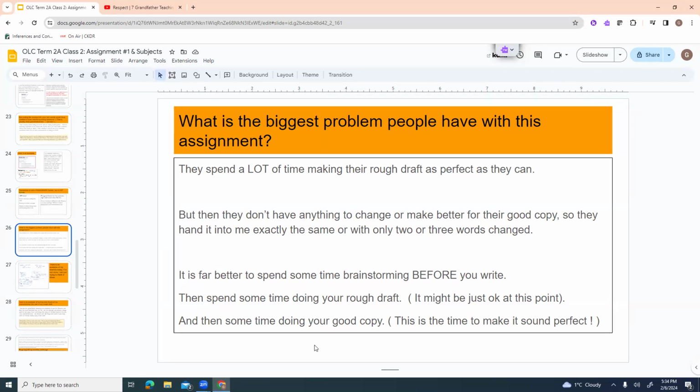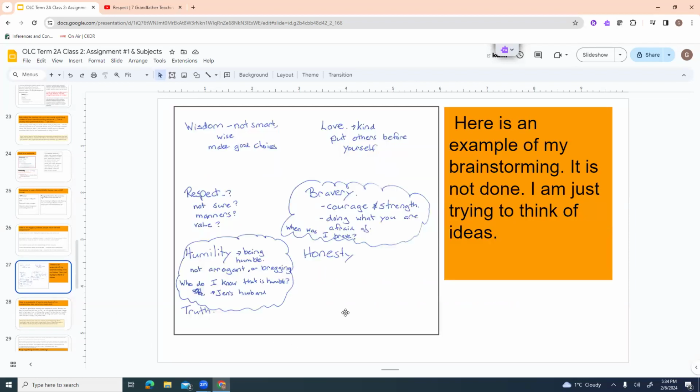And that way I've got things to mark and I can see how your thoughts work, right? So here is an example of my brainstorming. And I'm sorry, it's kind of messy because this is my real handwriting. It's not done. It's just me trying to think of ideas.